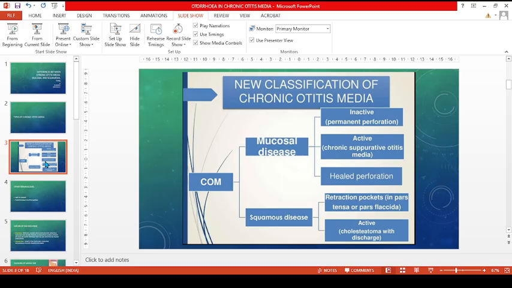Healed stage of chronic otitis media mucosal disease is characterized by healed perforation, tympanosclerosis, adhesions between the tympanic membrane and the middle ear, granulations within the middle ear.